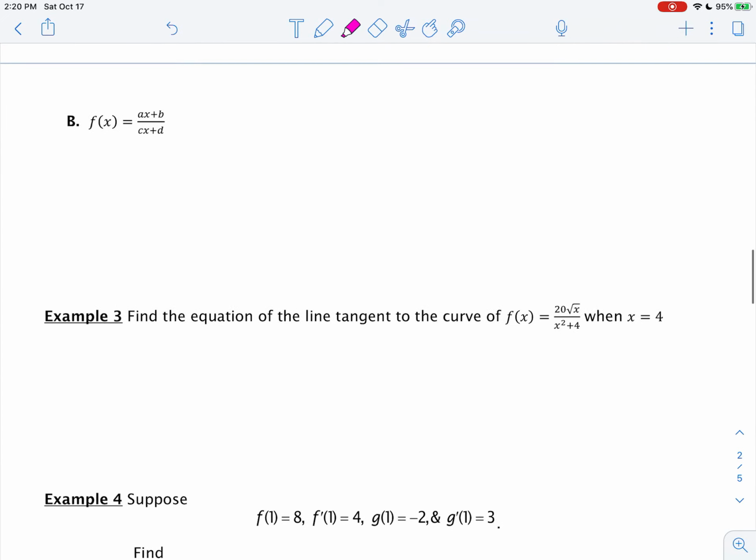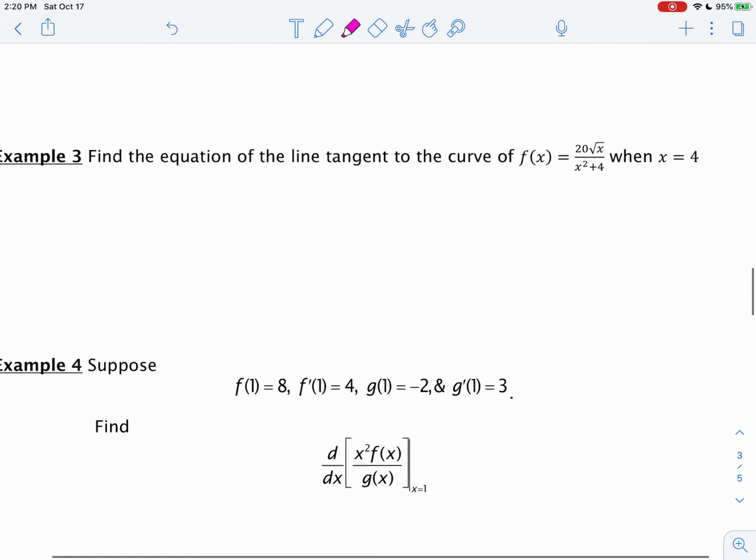All right. How would we do this equation? So this is an example of where we only need to find one derivative or one slope. We don't necessarily need to have a simplified derivative expression in order to evaluate at a particular point. So here it's asking, find an equation of the line tangent to the curve of f of x equal to 20 square root of x over x squared plus 4 when x is equal to 4.